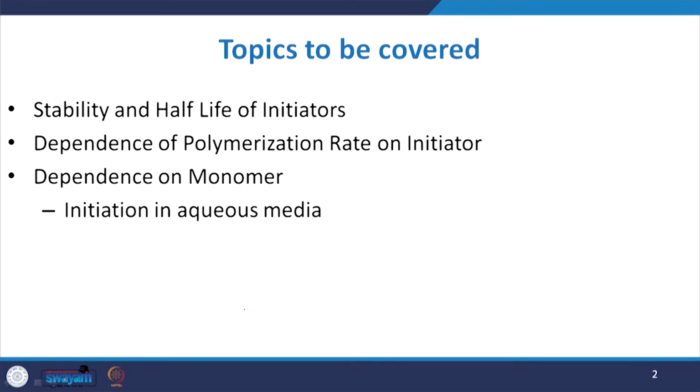We are discussing the dependency on monomer with respect to the initiation in the aqueous media. In that particular context we were discussing the redox reactions, which are very important in the polymeric system. Let us continue with this particular topic, which is attributed to the redox initiation.